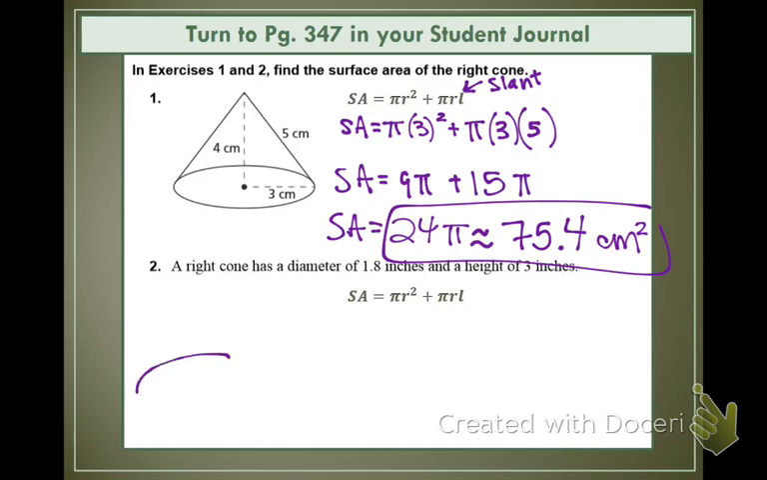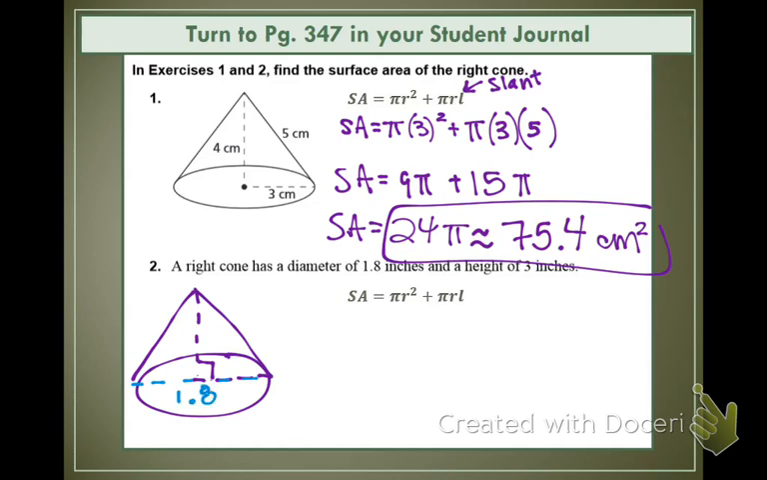Questions on the first? Okay. The second, what kind of cone is that? A right cone. That means a right angle is made between the radius and the height. You don't have to draw it, I just drew it. It says the diameter is 1.8, so that means all the way across is 1.8.